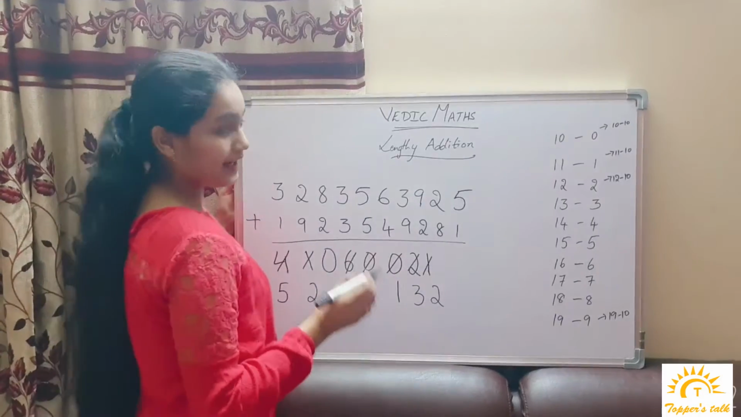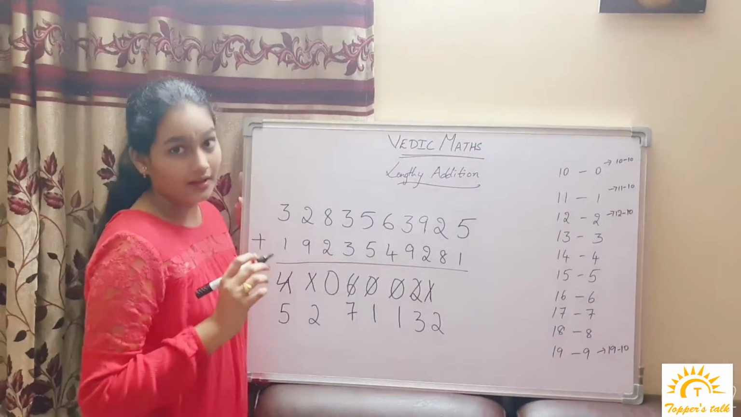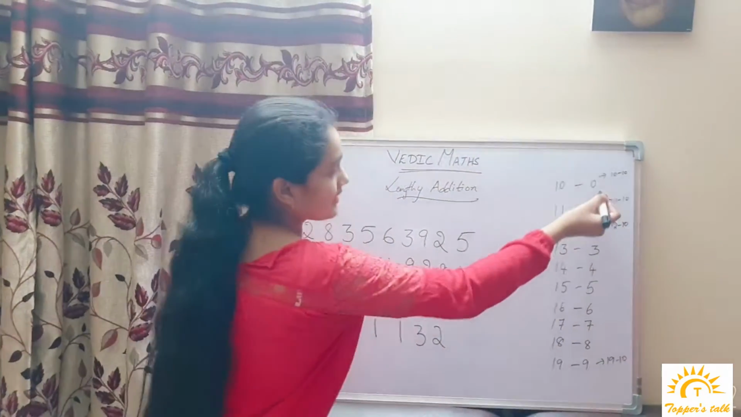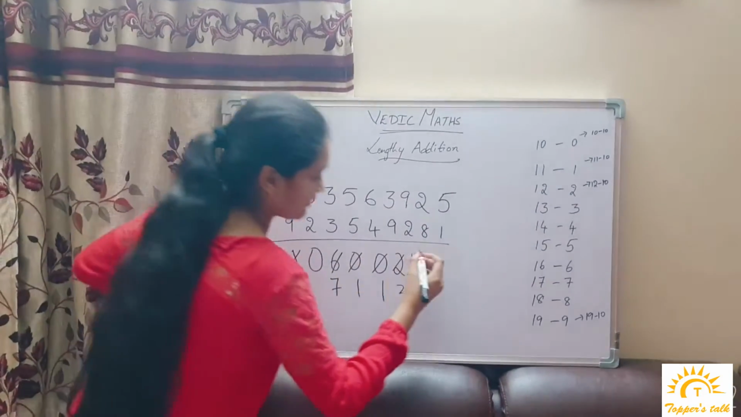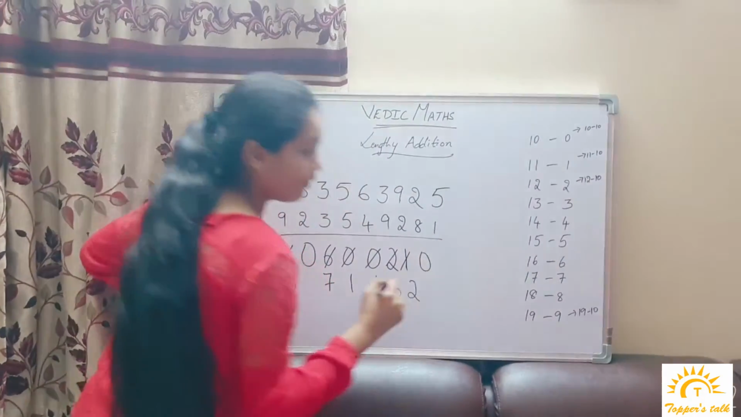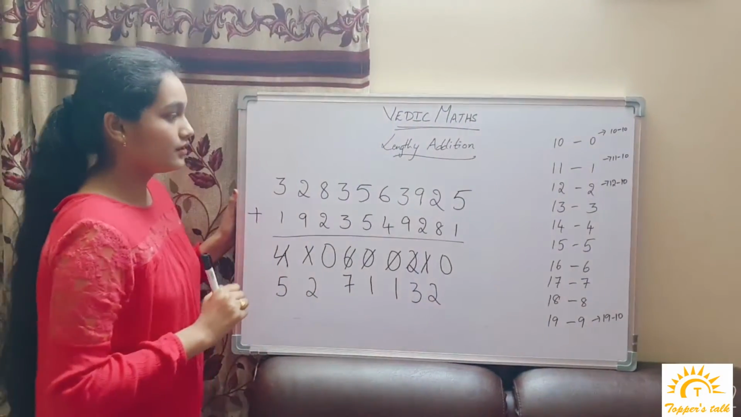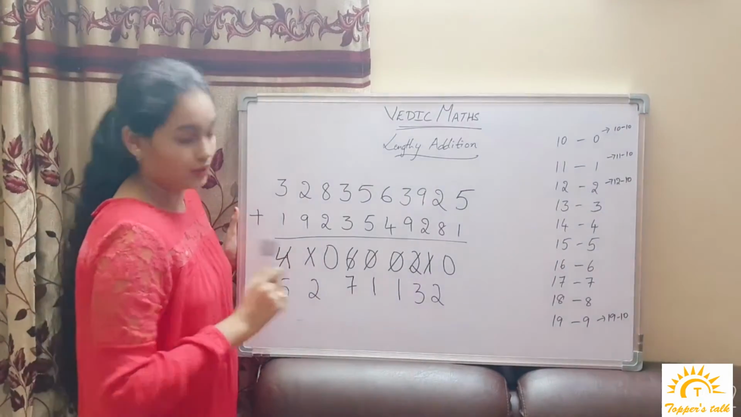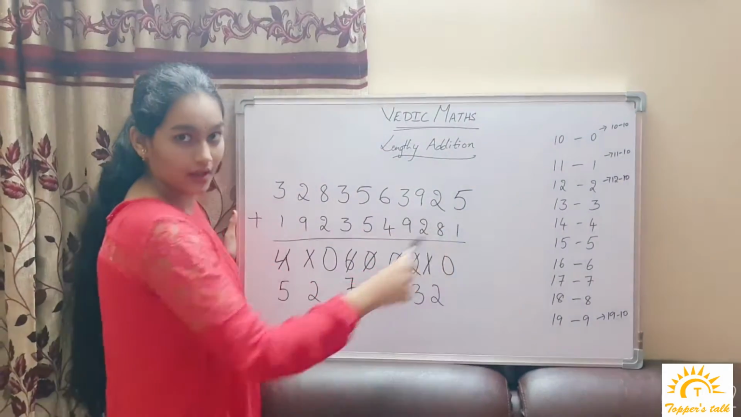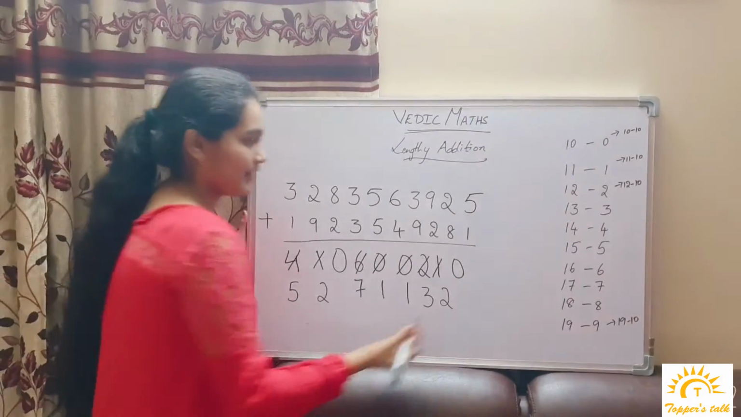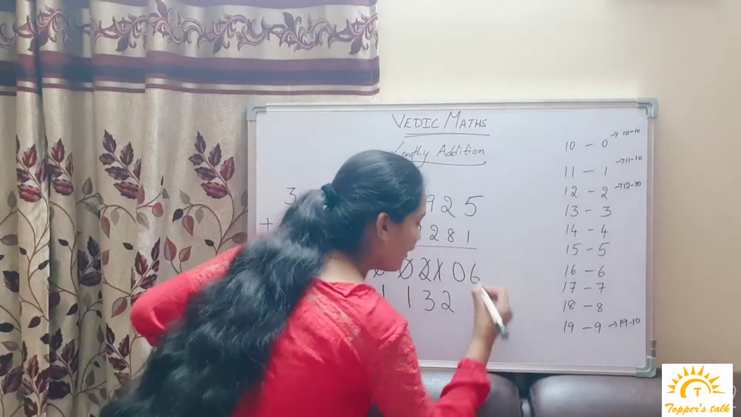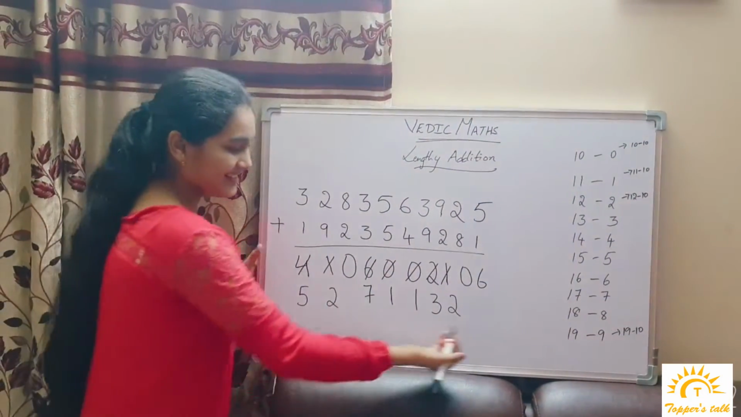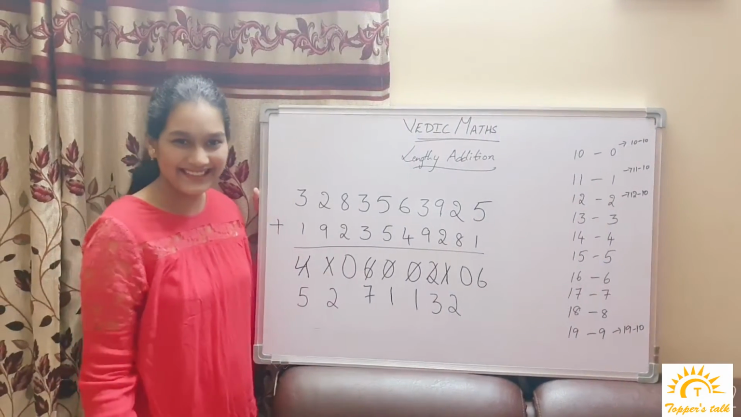Next, we have to subtract 10 from 10, which is 0. And we have to write that 0 over here. So now we have to do 5 plus 1, which is 6. And we have to write that 6 over here. This is the answer. Wasn't it very easy?